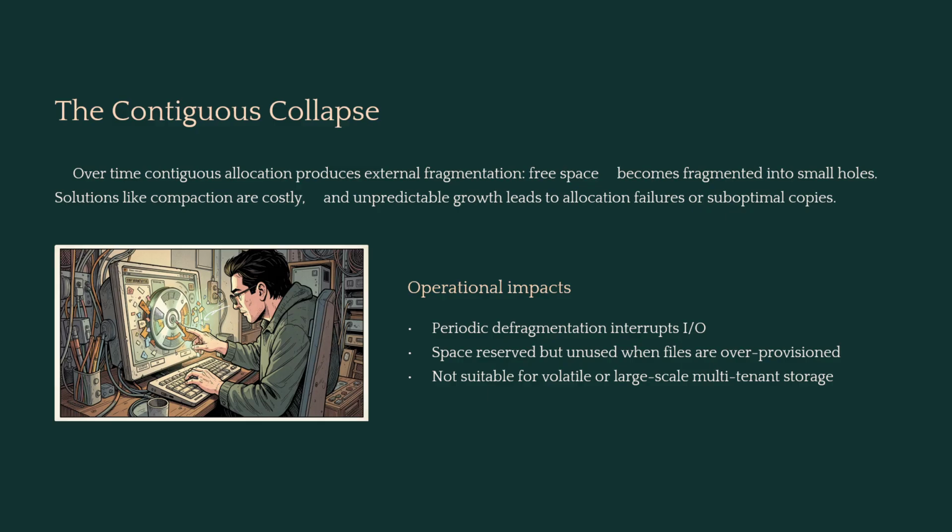The contiguous collapse. Over time, contiguous allocation produces external fragmentation. Free space becomes fragmented into small holes. Solutions like compaction are costly and unpredictable. Growth leads to allocation failure or suboptimal copies.